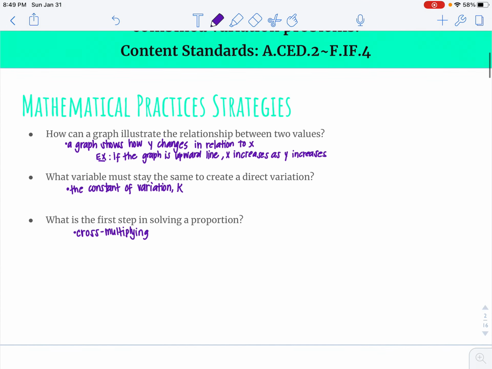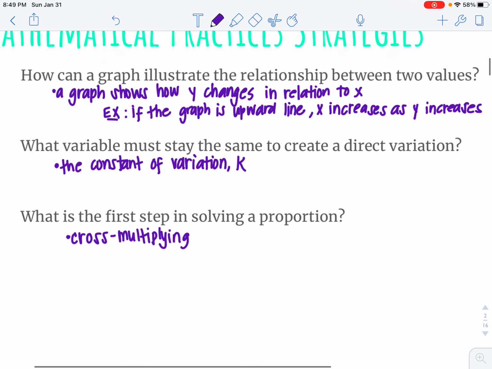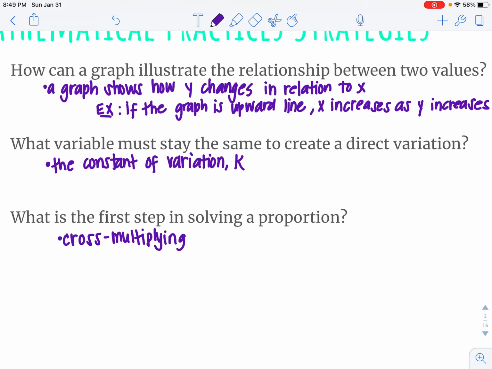So our mathematical practices strategies says, how can a graph illustrate the relationship between two values? A graph shows how y changes in relation to x. So if the graph is an upward line, you know that y increases as x increases. What variable must stay the same to create a direct variation? That constant of variation k needs to stay the same for it to be a direct variation, because if you're multiplying by a different constant of variation, you no longer have a variation because you have a different number.